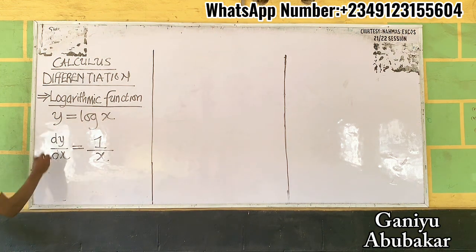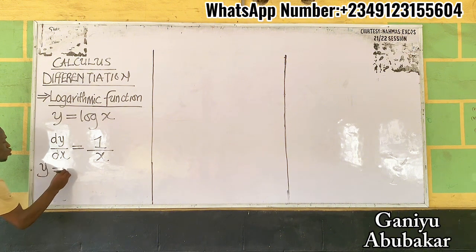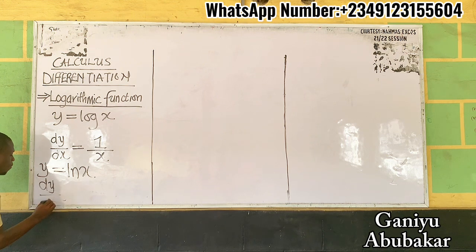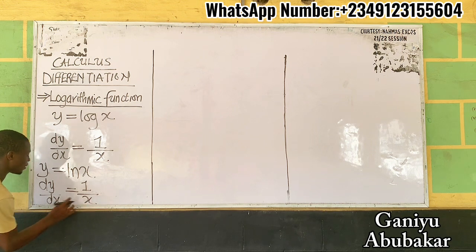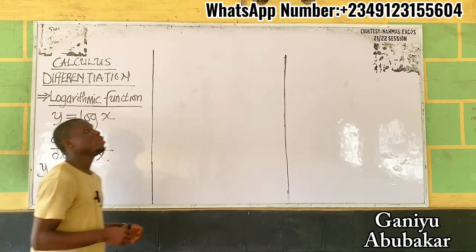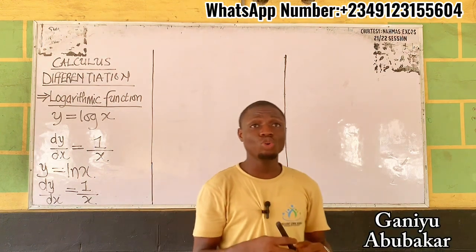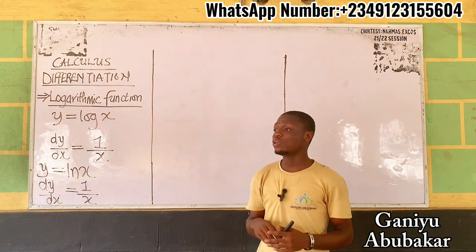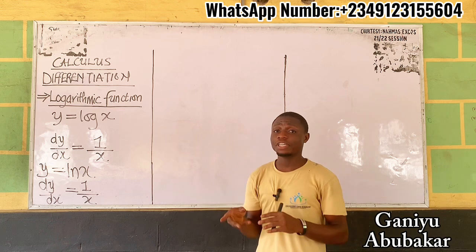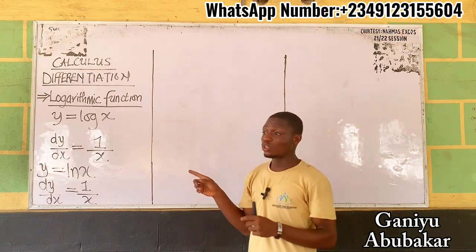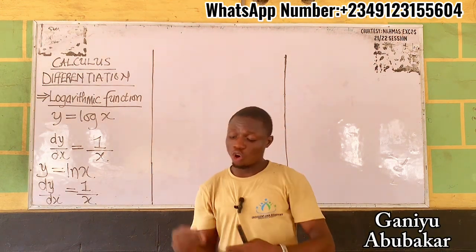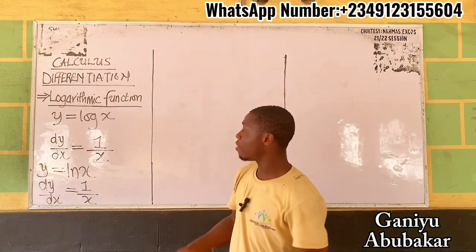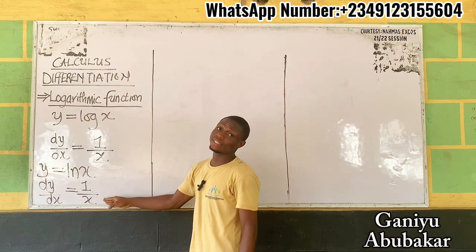Also note that if I have y equal to ln x, dy over dx here is also equal to 1 over x. In calculus, we expect that you should know that log and ln are used interchangeably in this topic. So irrespective of either ln or log, if I differentiate them, I'll have 1 over x, right?